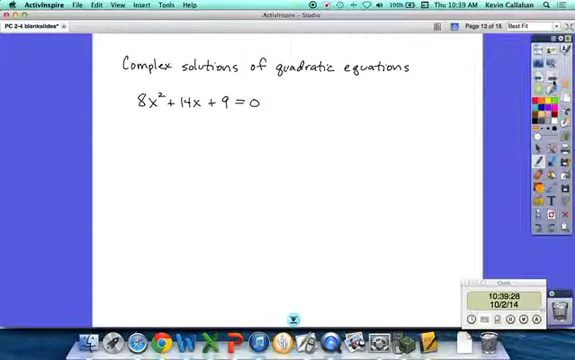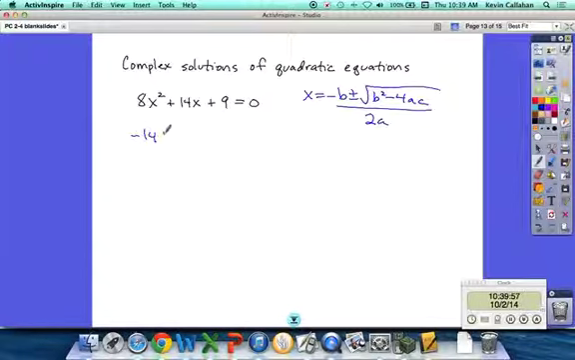You could solve it by completing the square, but completing the square is a process which is essentially the quadratic formula. The one method you can always count on is the quadratic formula. So let's do the quadratic formula with this right here. Again, the quadratic formula, which we should know. Okay, so here I go. Negative 14 plus or minus the square root of 14 squared minus 4 times 8 times 9, divided by 2 times 8.